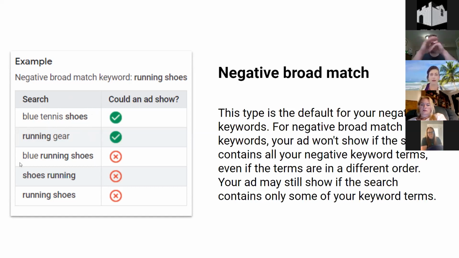But if somebody types in blue running shoes, my ad would not show because both words are there. If someone types in shoes running, again, because there are no quotations, nothing, they're not in the same order, that's okay, my ad would not show. And then obviously running shoes, my ad's not going to show. Okay, so that's a broad match modifier.